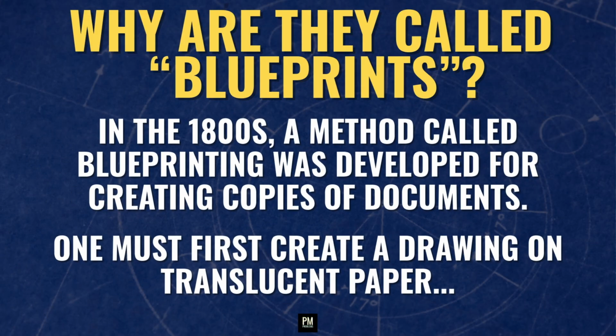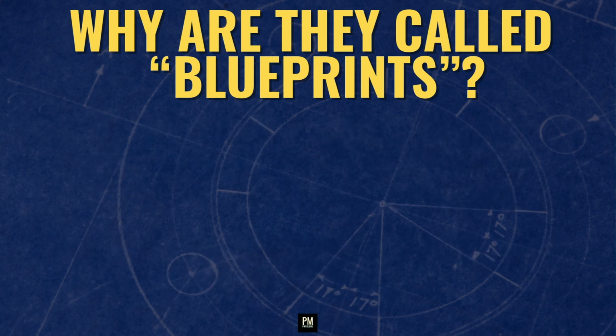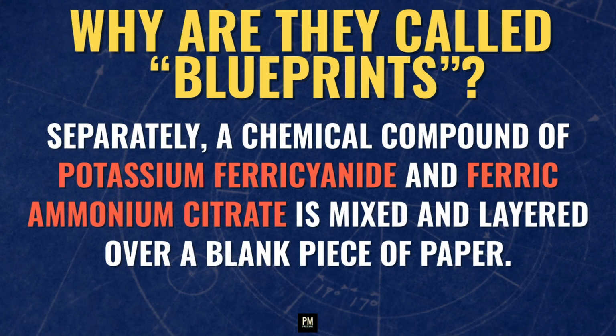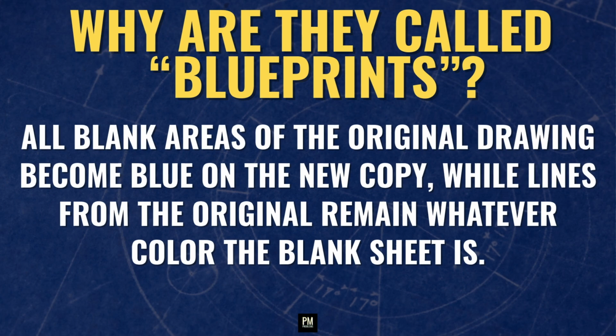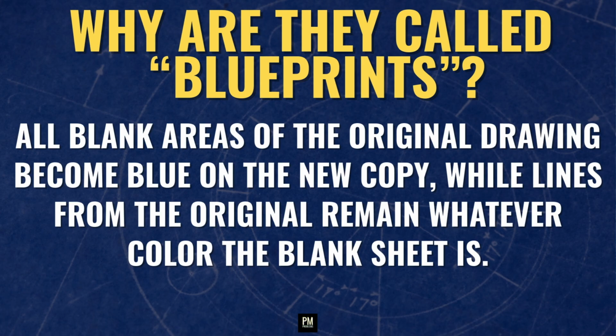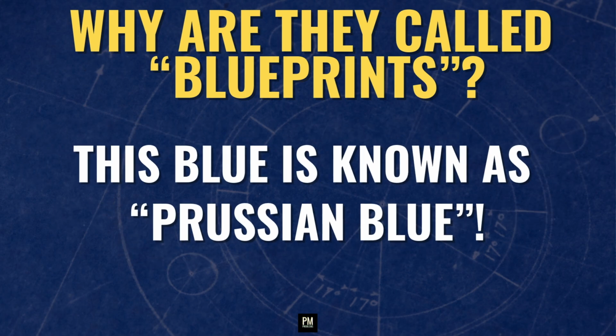In the 1800s, a method called blueprinting was developed for creating copies of documents. One must first create a drawing on translucent paper, and separately, a chemical compound of potassium ferrocyanide and ferric ammonium citrate is mixed and layered over a blank piece of paper. The original translucent drawing is placed on top of this chemically coated blank sheet, and a chemical reaction occurs when exposed to bright light. All blank areas of the original drawing become blue on the new copy, while lines from the original remain whatever the color of the blank sheet is. This blue is known as Prussian blue.